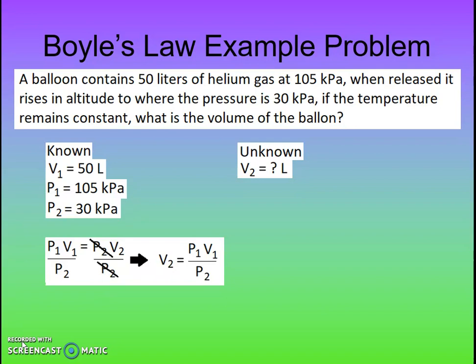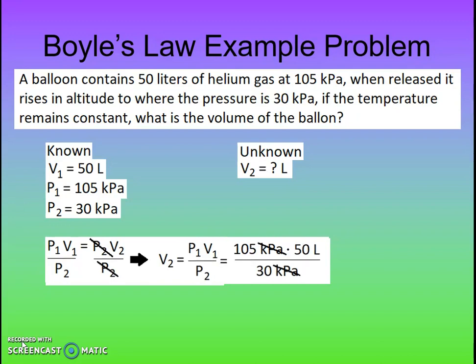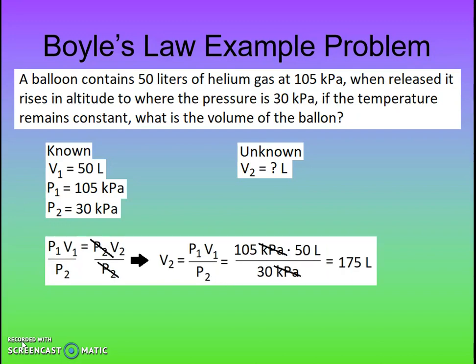Now we can plug in our variables: 105 kPa times 50 liters divided by 30 kPa is going to equal V2. kPa divided by kPa will reduce out. It'll leave us with a unit of liters, which is good because volume is measured in liters. And we find that we now have a new volume of 175 liters.